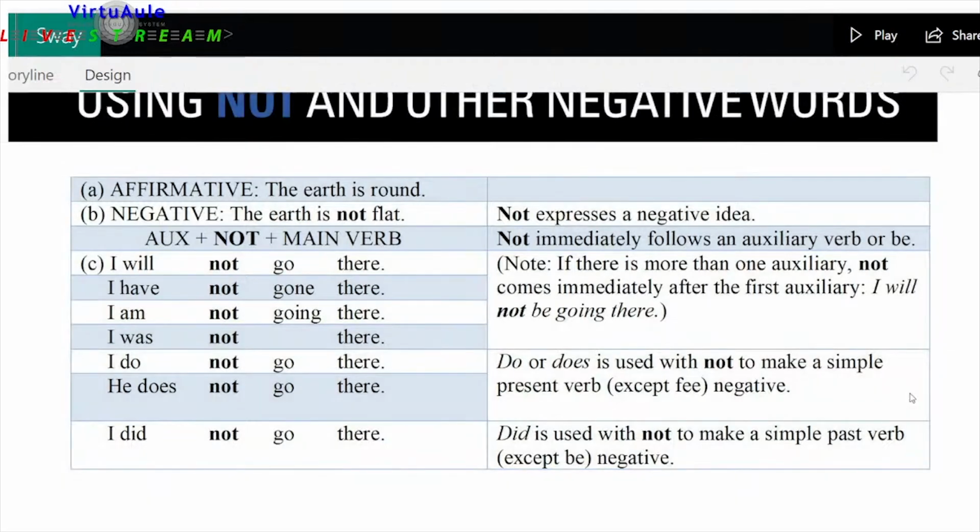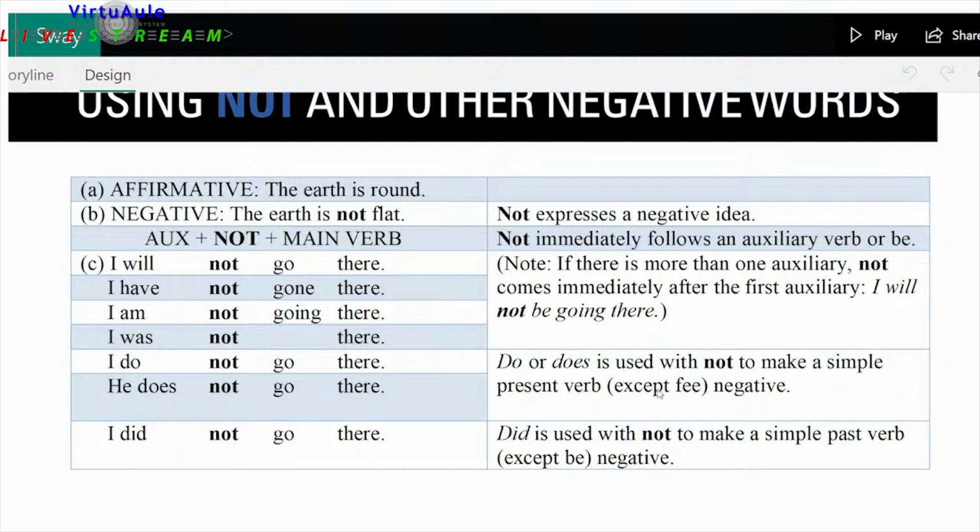If there is more than one auxiliary, not comes immediately after the first. So, I will not be going there. Be is an auxiliary. Okay, so we have will as the first auxiliary, be as the second. Will be. I do not go there. He does not go there.